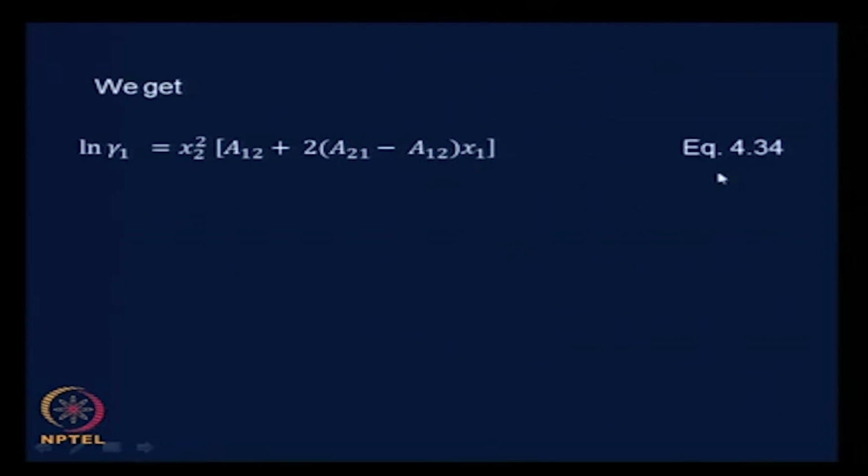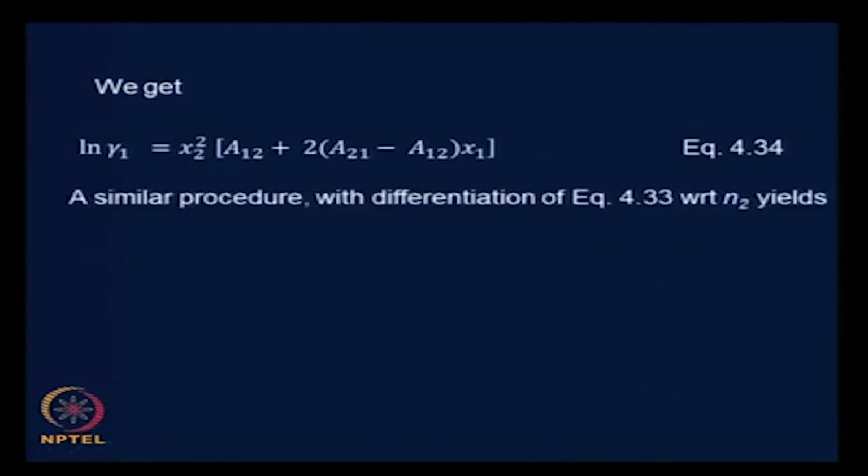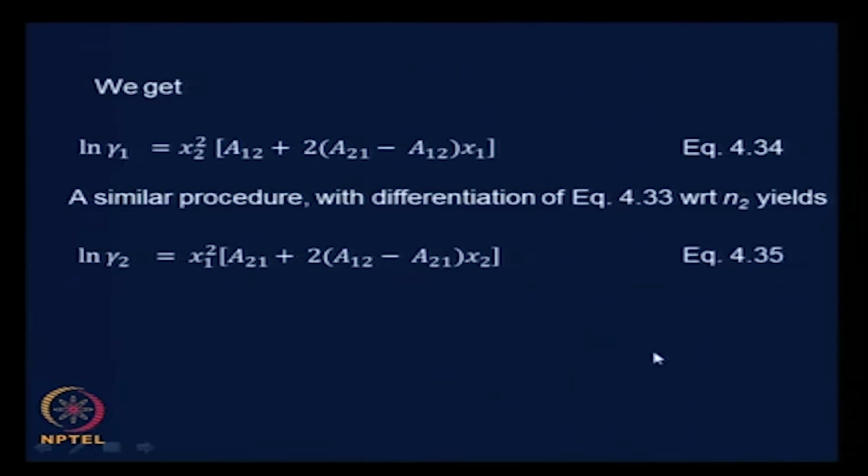Let us call this equation 434. By following a similar procedure but differentiation with respect to n2 and similar recombinations, you would get ln gamma 2 equals x1 squared times [A21 plus 2 times (A12 minus A21) times x2], and let us call this equation 435. Therefore, we have obtained a means of finding gamma 1 and gamma 2 using the Margules model. It is one of the early models which helps us find the activity coefficients.